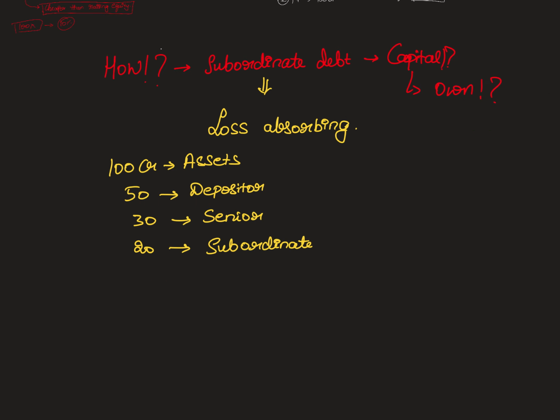Now you might be getting a question. I said that capital is the bank's own money, but then how on earth am I calling something that is taken as debt a part of the capital? Why would regulators call subordinated debt, which is a type of loan, capital? Isn't capital supposed to be the bank's own money?